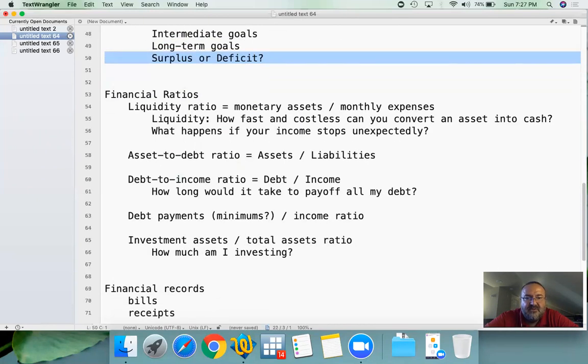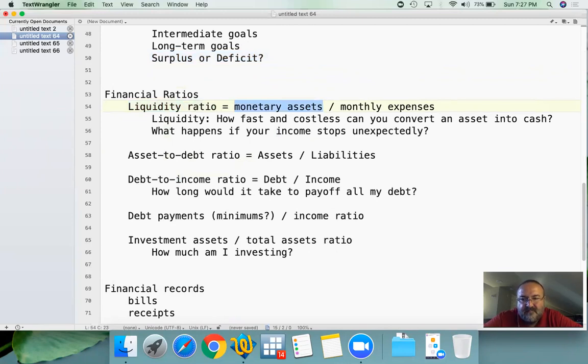There are certain financial ratios that your book emphasizes, and one of them is the liquidity ratio. This is very simply your monetary assets, because the tangible assets, like a car, we don't know the true value of. We have an idea, but we don't know the true value. So the best way to calculate a liquidity ratio is to get the monetary assets that we know the value of for certain and divide it by the monthly expenses. Liquidity refers to how fast and how costless you can convert an asset into cash.